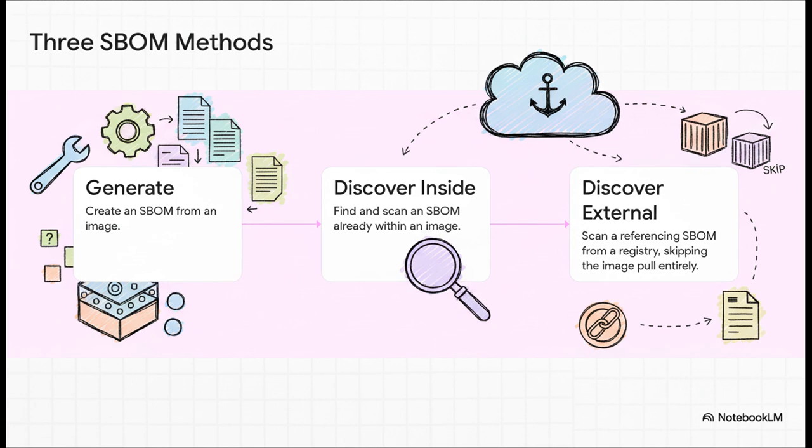One, it can just generate an SBOM for you. Two, it can find one that's already baked into the image. But the third way, this is the real magic. It can find an SBOM stored separately in the registry that just points to your image. This means you can do a full vulnerability scan without ever pulling the image at all. That's not just fast, it's a massive leap in efficiency.